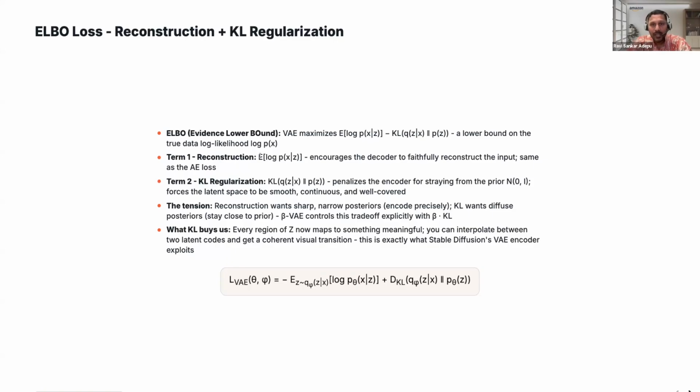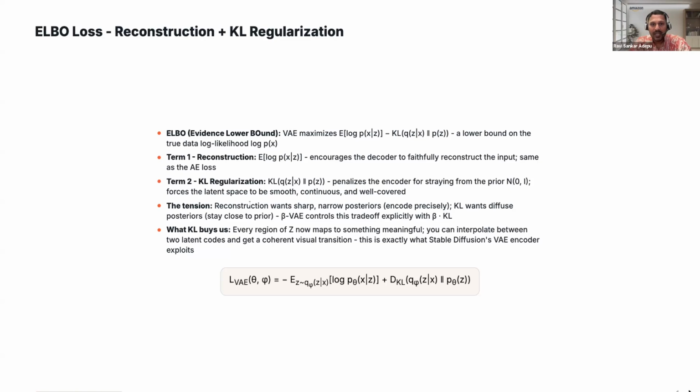The intuition is that they pull in opposite directions. The first term, the reconstruction loss, asks: given a latent code z, how well does the decoder rebuild the original input? This is exactly the same objective a plain autoencoder has. The second term, the KL regularizer, measures how far the encoder's distribution, q(z|x), drifts from the prior, a standard normal Gaussian N(0, 1). It penalizes the encoder for wandering off, and that's what forces the latent space to stay smooth, continuous, and well covered.